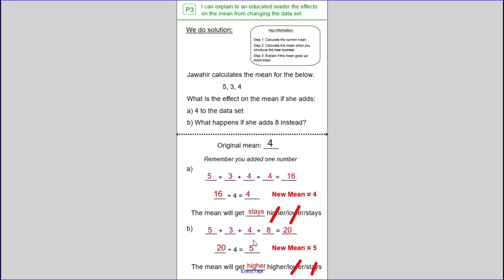What happens if we introduce the number 8? So this time we're going to be adding 8 instead to the data set. Now, if I add 8 instead, I'm going to have a total of 20. 20 divided by 4, remember again, because we added one number to this data set that we already had. So 20 divided by 4 gives me 5, and that means my new mean is equal to 5. So as you can see here, the original mean here was 4, and the new mean was 5. Remember, step 3, explain if the mean goes up, down, or stays. The mean will get higher, as you can see, because 5 is higher than the original mean 4. So this will have an effect on the mean as it will increase.